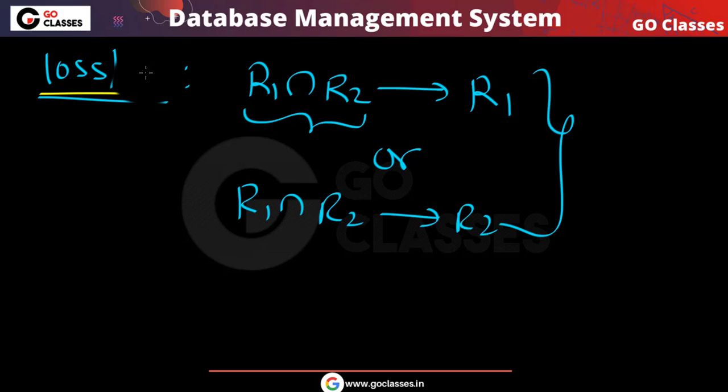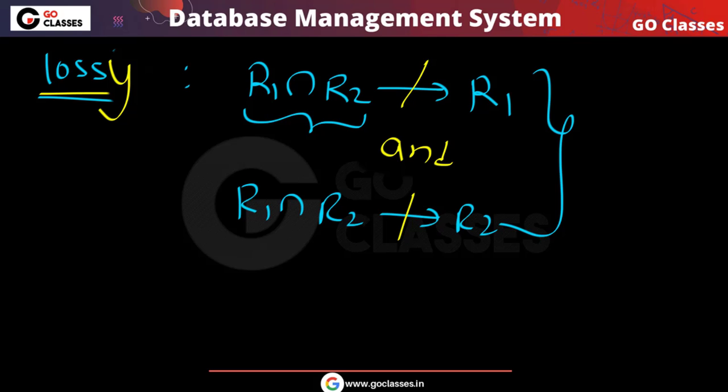And when can we say that this decomposition is lossy? When the common part R1 intersection R2 is not a super key in R1 and is not a super key in R2. In this situation, we will say that your decomposition is lossy.